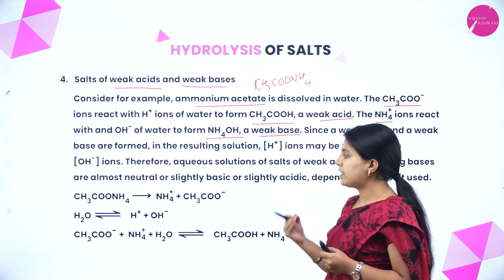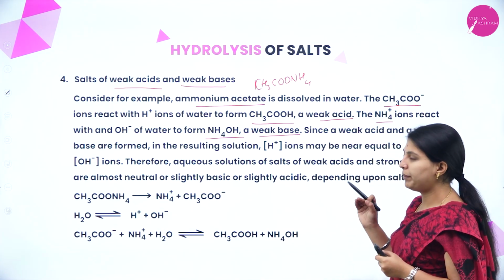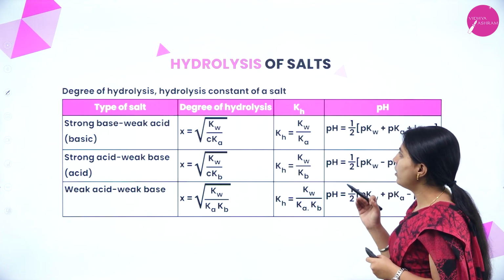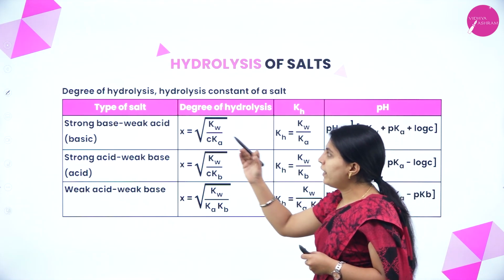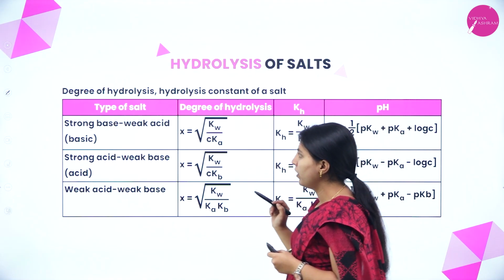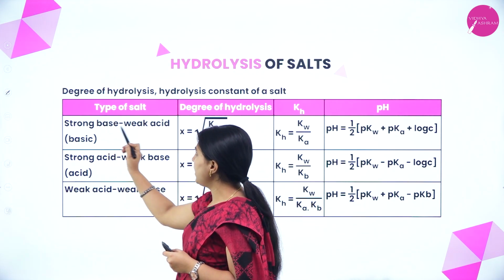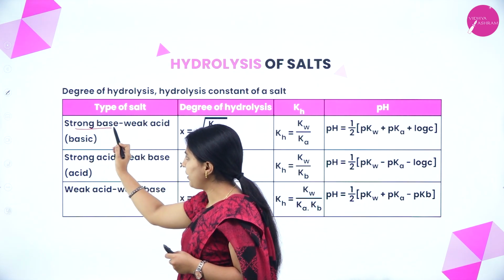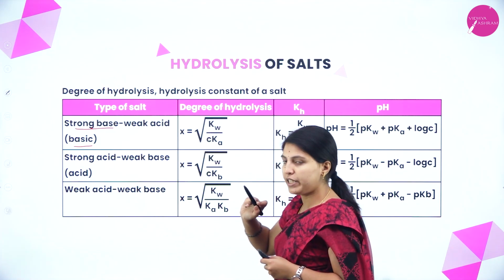There are 3 chances also. Usually it will be neutral only. Next, hydrolysis of salt. So here, the degree of hydrolysis constant of a salt. What are they checking? Strong base, weak acid. If it is a strong base, a basic salt can be expected.